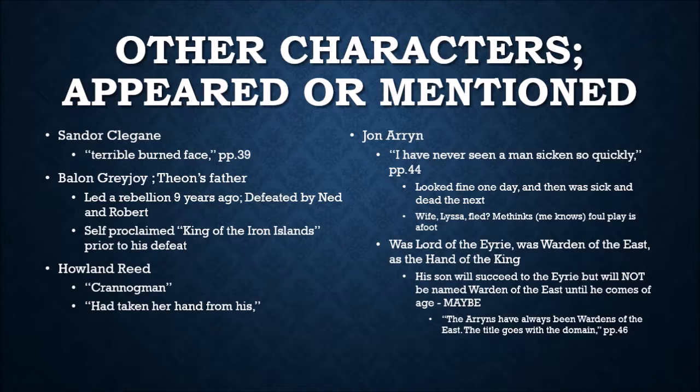We know that he was Lord of the Eyrie and Warden of the East as Hand of the King. And this is a big deal because his son will succeed to the Eyrie, but will not be named Warden of the East until he comes of age. That's something King Robert said. The Arryns have always been Wardens of the East, the title goes with the domain, but Robert is like, no, he's too young.